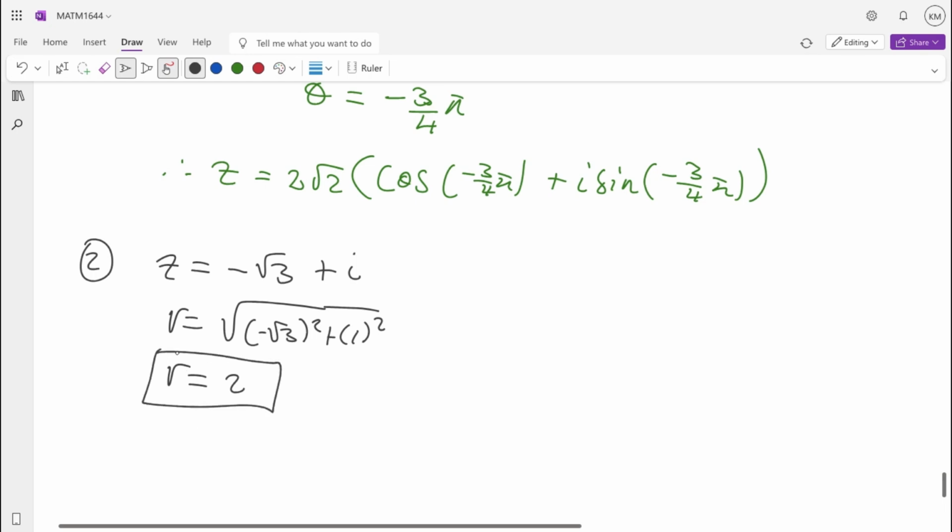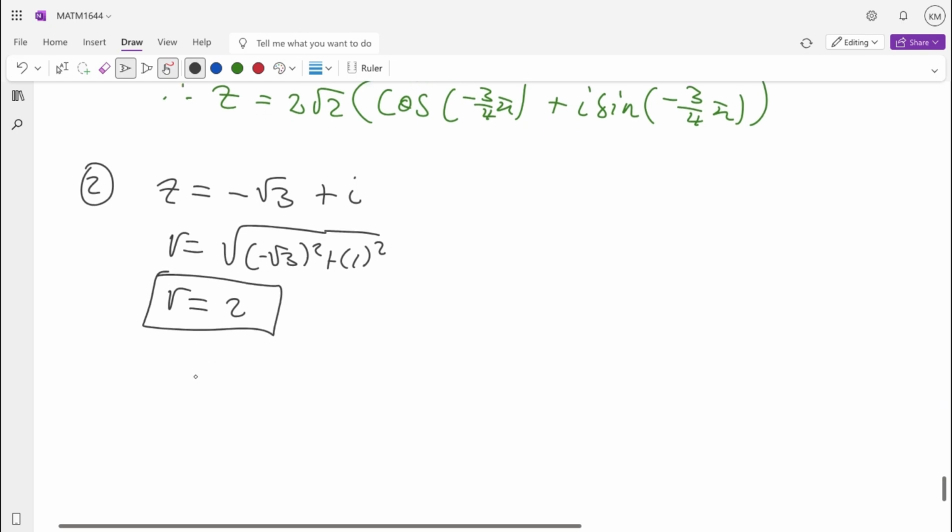So we get our modulus as 2. Now our aim is to find our angle. First, let's sketch it. If we sketch it, we see that the real part is minus root 3, so it's somewhere there. Then our imaginary part is 1, so they will form a point right there.